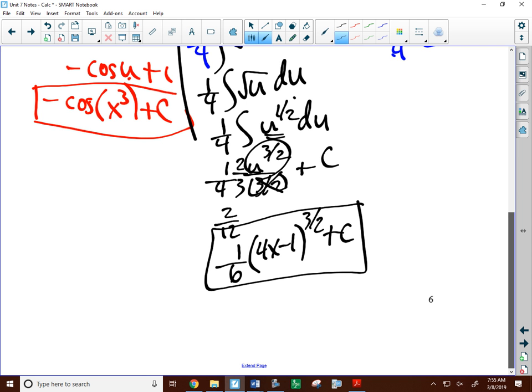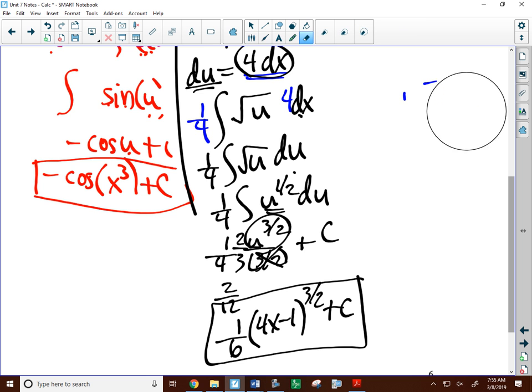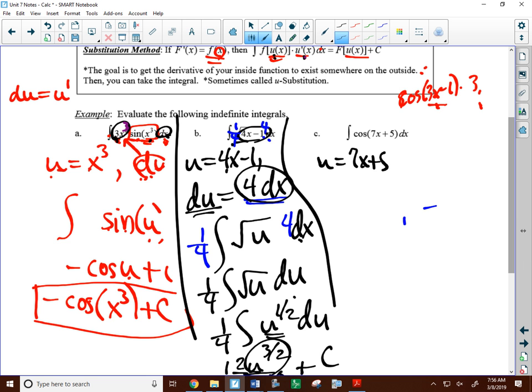Okay, let's keep going a little bit here. Any thoughts on that one? Okay. Let's do a trig one now. So I've got cosine of 7x plus 5. I say to myself, I know how to do cosine of x, but not cosine of 7x plus 5. So I try some u substitution. And I let u be the inside, 7x plus 5.